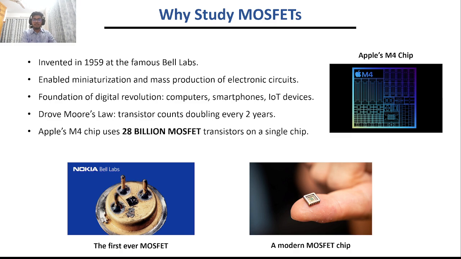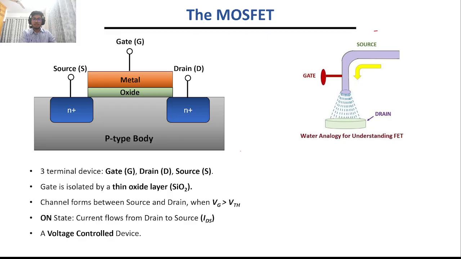Everything you see around you, every device you use, your mobile phone, your laptop, everything has MOSFETs in it. So to look at an example, let's look at Apple's M4 chip, which has almost 28 billion MOSFET transistors built onto a single chip. This is something extraordinary.